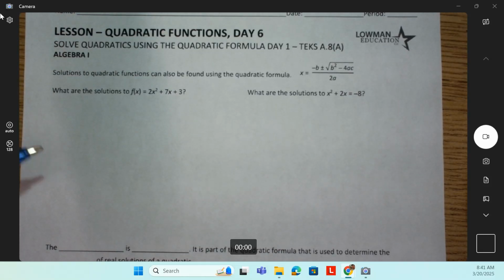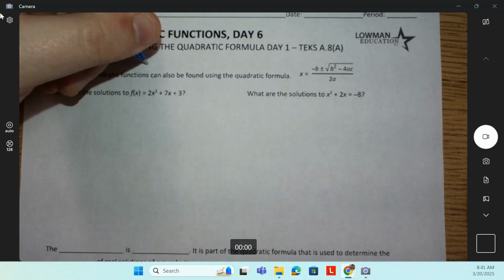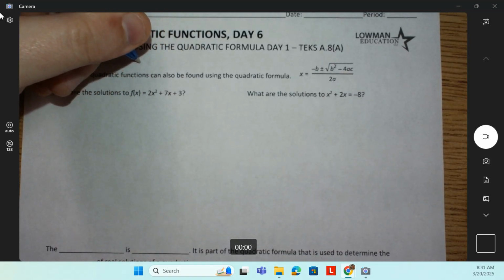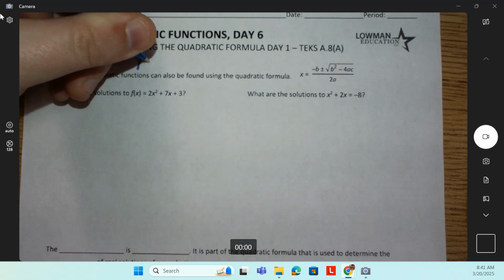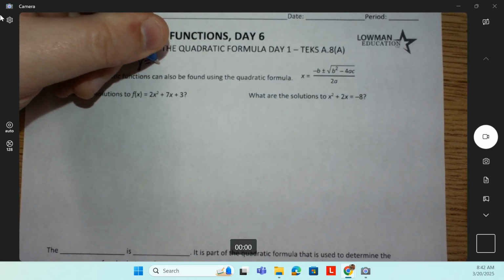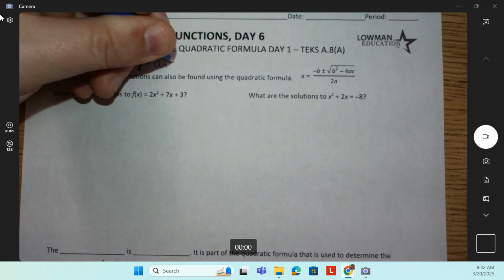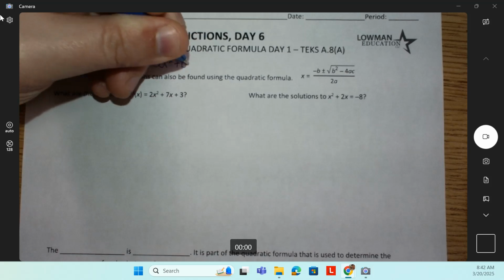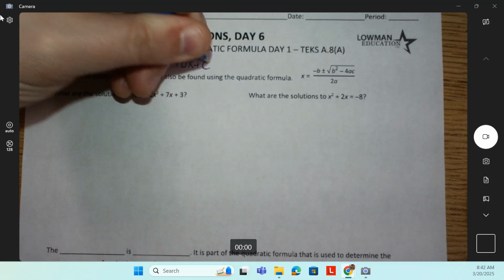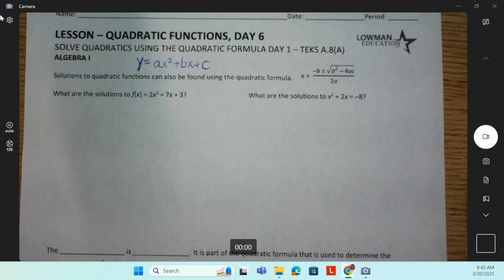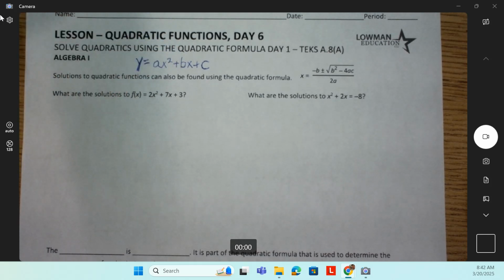Just a reminder, it has to be in the format of y or f of x. A lot of times you'll see it just as f of x equals the a value times x squared plus b times x plus c. And that means if you end up with a negative, then the number will be negative. It doesn't count as a sign.